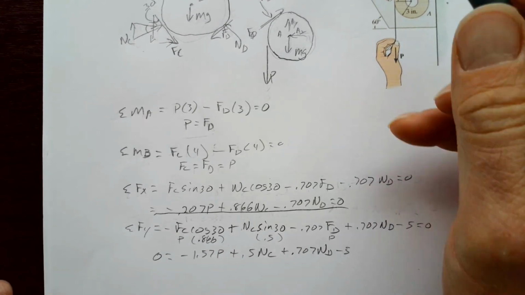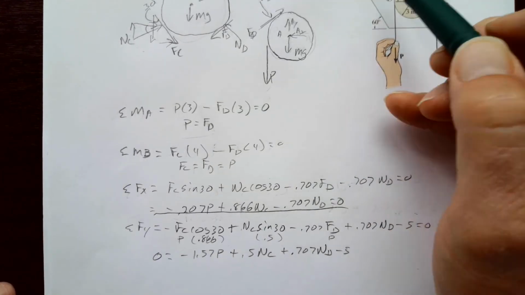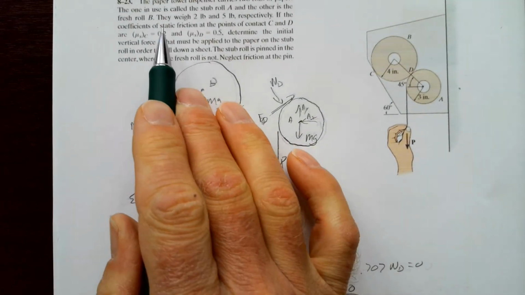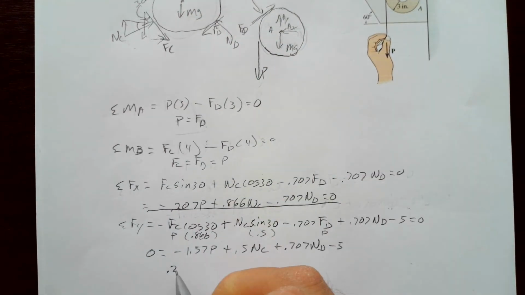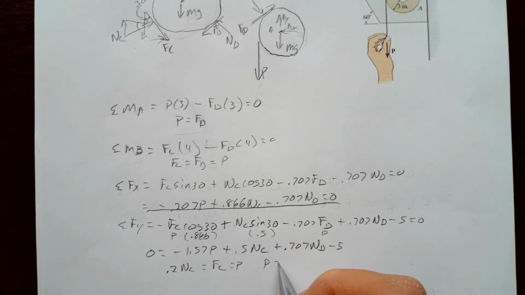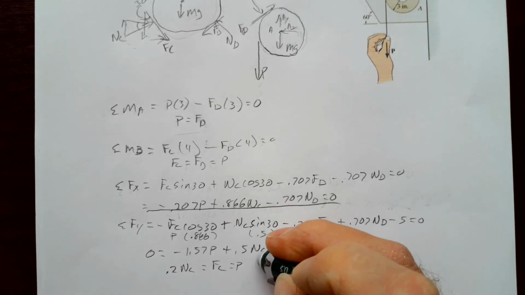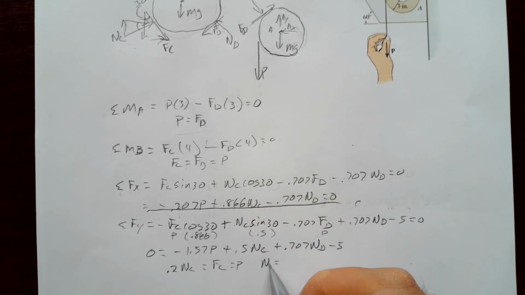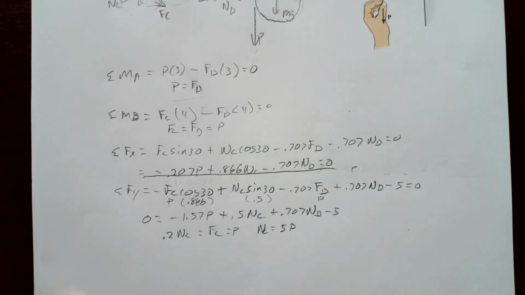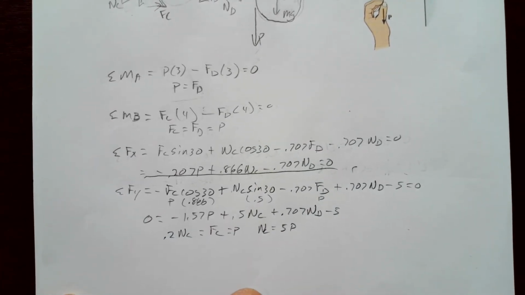Now, if slipping occurs at C, we can say that 0.2, the coefficient of friction at C, times NC is equal to FC, which is equal to P. So NC is equal to 5P, dividing both sides by 0.2.